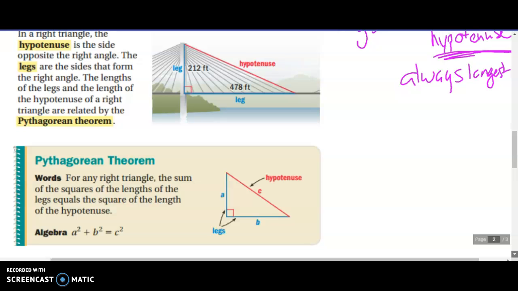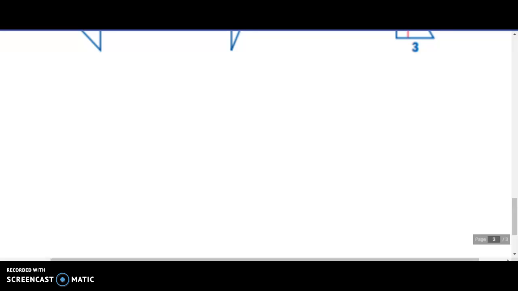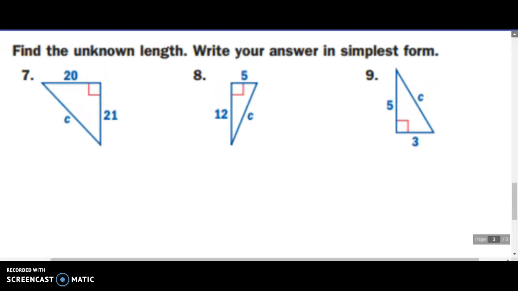What it's saying is, if you take one leg and square it, and you take the other leg and square it, and you add those 2 numbers together, it will be the same as if you took the hypotenuse and squared it. Okay, so here is our formula. A squared plus B squared equals C squared. That is a formula you can take with you in your head for the rest of your life. You have to commit that one to memory. A squared plus B squared equals C squared.